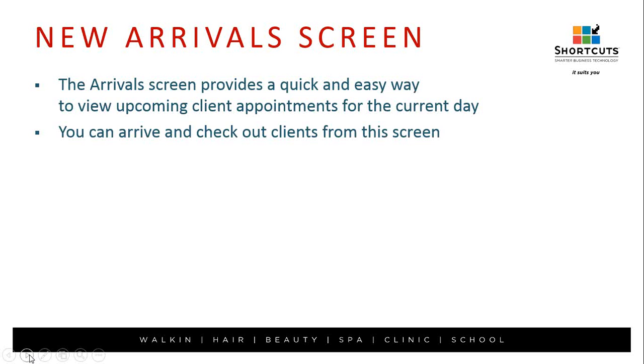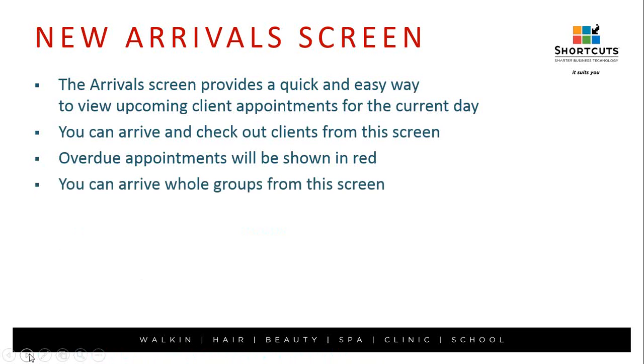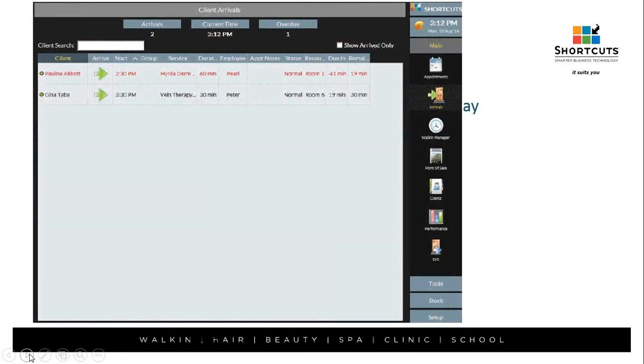So you don't actually have to go to the appointment and check people out from the appointment page and arrive them on the appointment page. It's like a list view. You can also view your overdue appointments, and they will be shown in red, and they also have a time to show you how late that client is. So it will say -5 if they're 5 minutes over. You can also arrive whole groups from this screen. So if you're using the grouping option that we went through before, then you're able to then arrive a whole group rather than just arriving each person individually. And this is what it looks like. So this is our arrival screen.